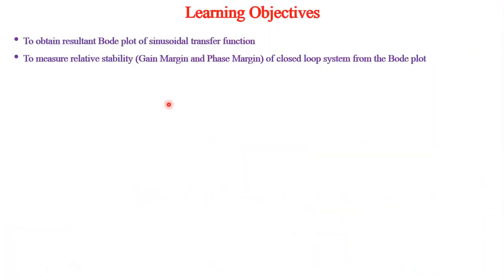So the main learning objectives of this presentation are to obtain the resultant Bode plot of the given sinusoidal transfer function, which is representing the closed loop system. Then to find out the relative stability, gain margin and phase margin of the closed loop system from the Bode plot, and hence assess the stability. We have already determined this from the Nyquist stability criterion.